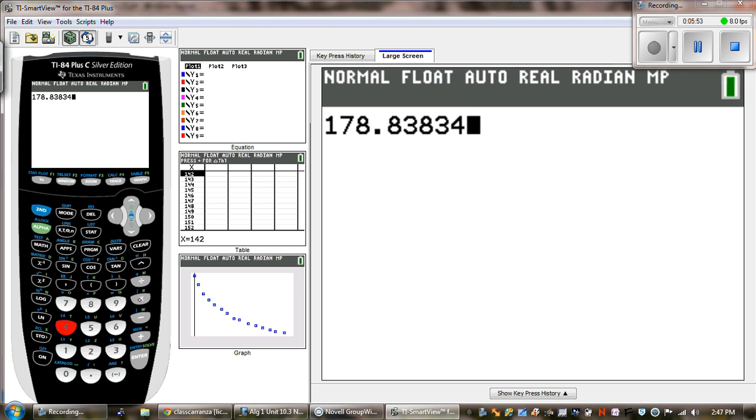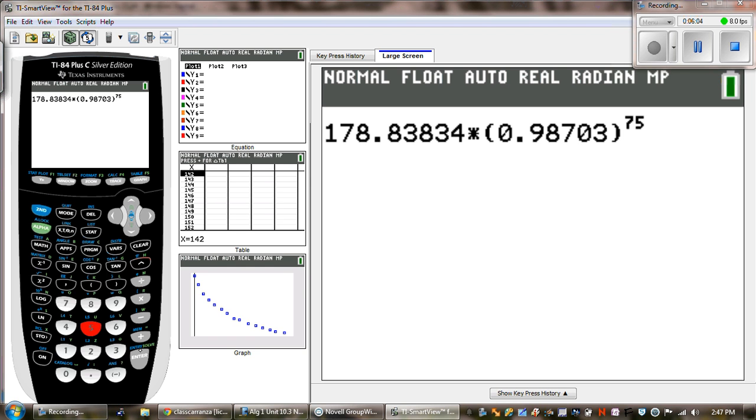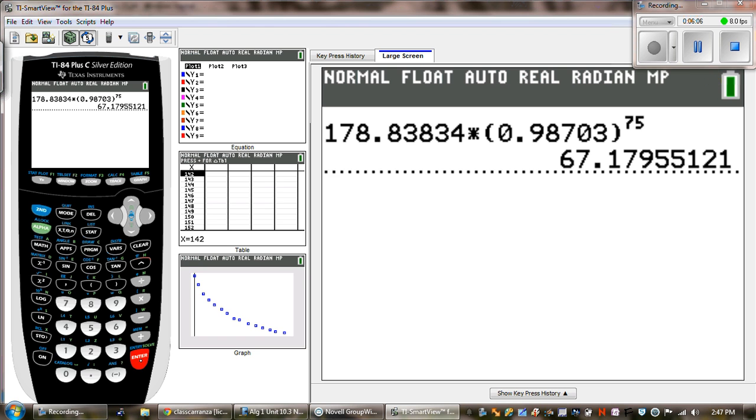178.8384 times 0. I'm just plugging everything in. And we're raising that to the 75th power. What'd you get? Well, that's what I got. 67.17955121.